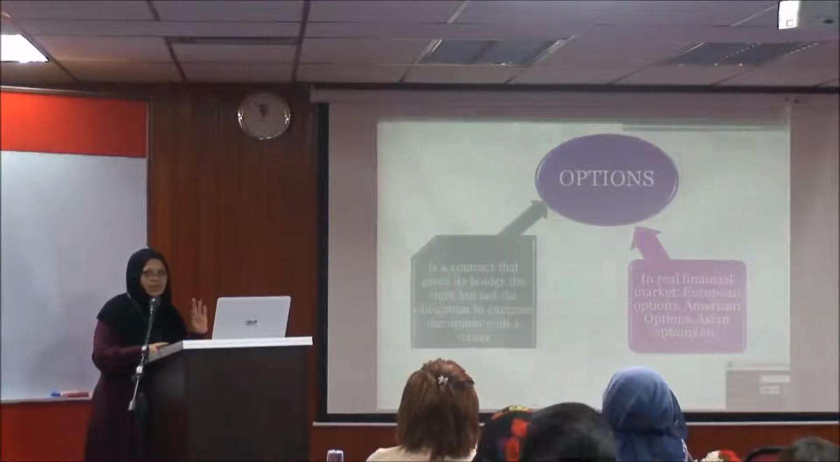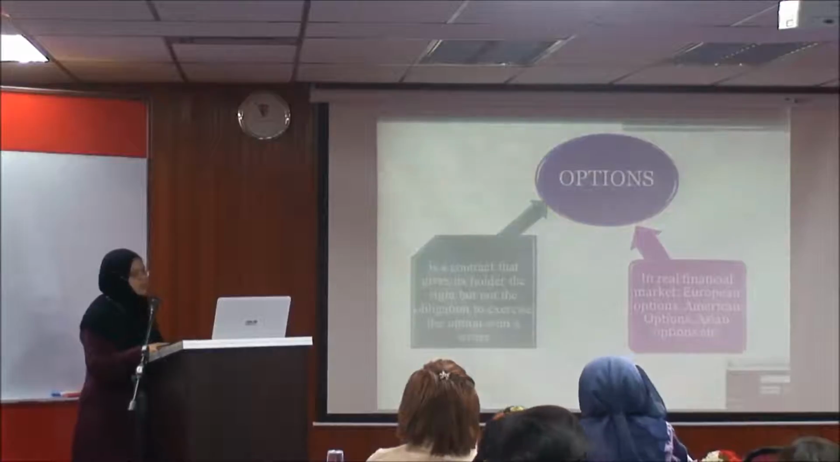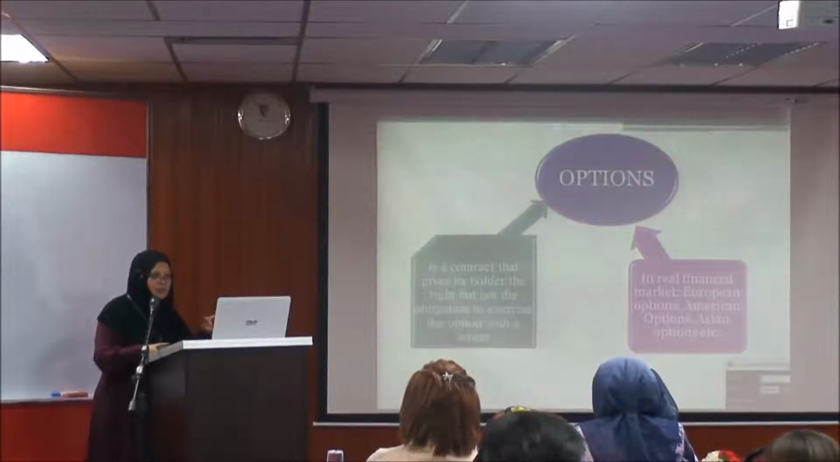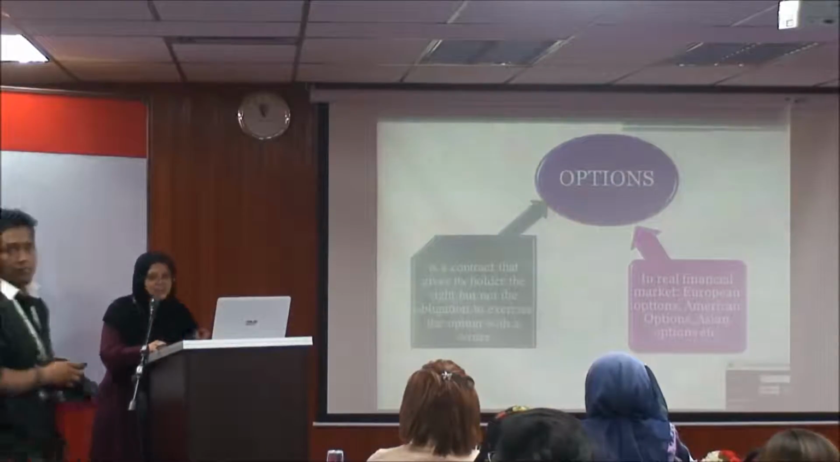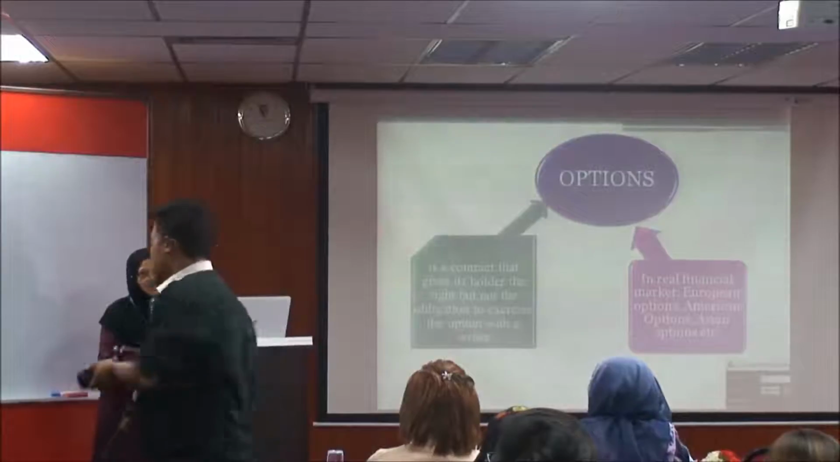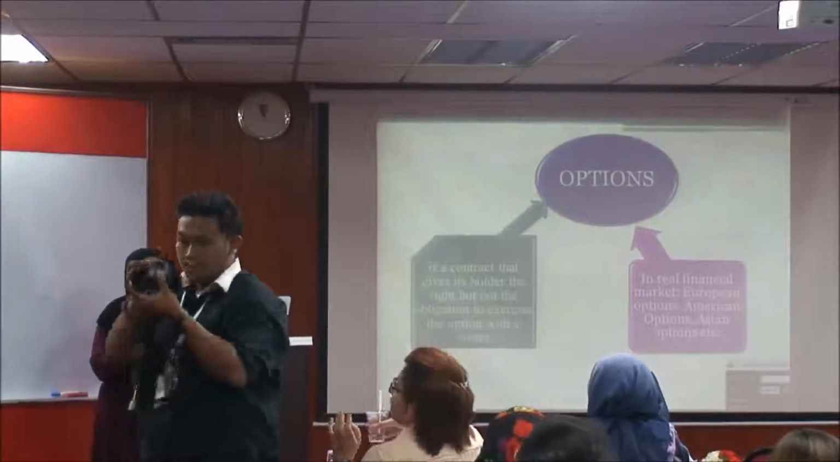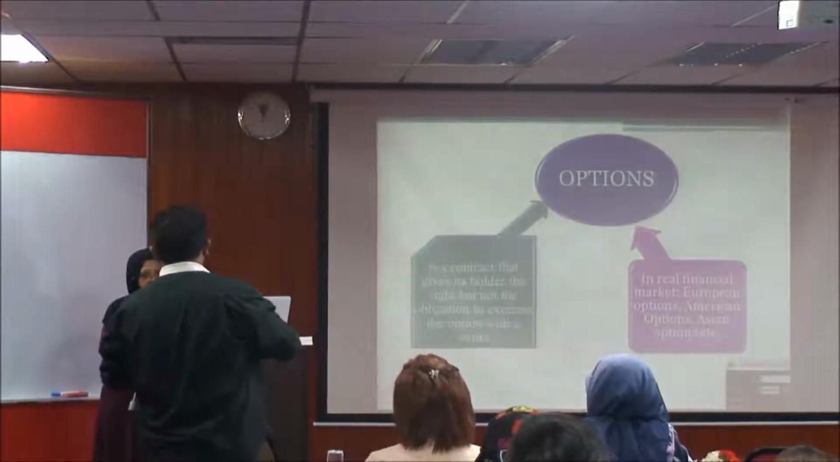The three most popular options are European options, American options, and Asian options. What I'm going to do today is talk about the arithmetic Asian option. So basically, for Asian options we have two: one is geometric and the other one is arithmetic. But what I'm going to focus on today is the arithmetic.